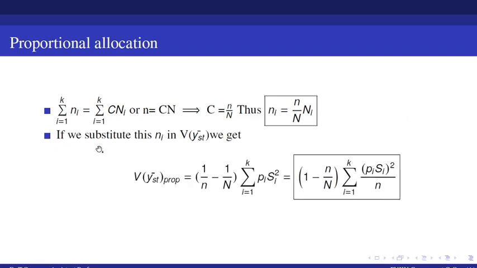If we substitute this sample size in the variance of the stratified sample mean, we get this term. This is nothing but the variance of the sample mean in proportional allocation: 1 by small n minus 1 by capital N, summation i equal to 1 to k Pi into Si square. In terms of finite population correction, we change it to the finite population correction form: 1 minus small n by capital N, into summation i equal to 1 to k Pi Si square by n.